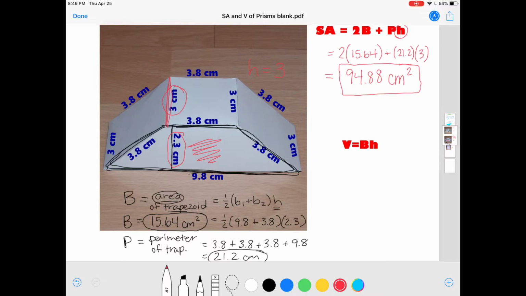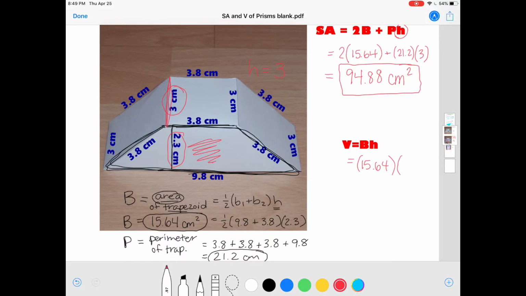Let's fill it up with some water. So volume is where we're filling it up with water. Area of the base shape was, we calculated that as 15.64. That means that it would take about 15 cubes of water to fill just that bottom layer, to cover that trapezoid in cubes. And then I would need to keep stacking layers of water.